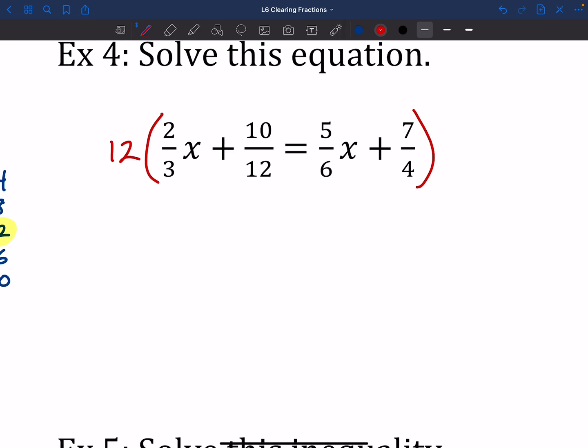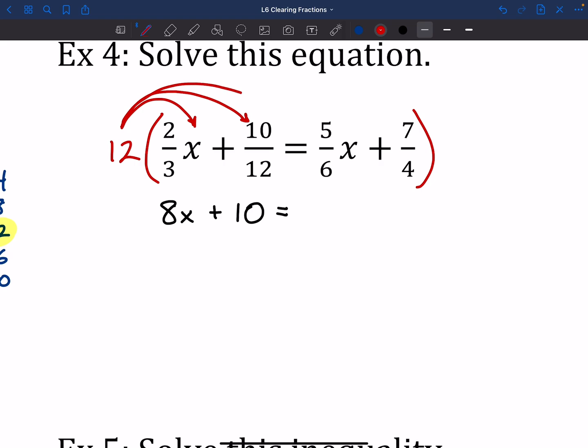All right, so let's go ahead. 12 times 2/3 x. So 12 divided by that 3 on the bottom is going to give us 4. 4 times the 2 up top is going to give us 8. So we'll get 8x there. When we do this second part out, 12 times 10/12: 12 divided by the 12 on the bottom of the fraction gives us 1. That 1 times the 10 up top gives us 10. So plus 10 there.